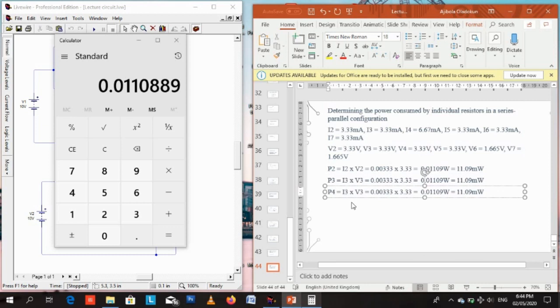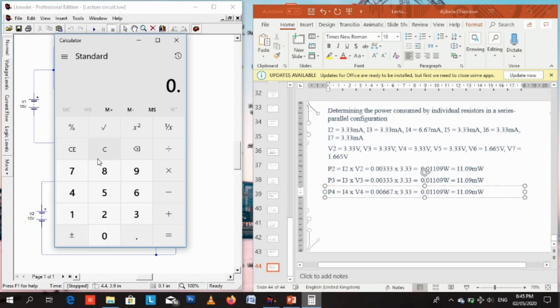P4 will be I4 multiplied by V4. That's the current I4 multiplied by the voltage V4. Now the current I4 is not different. It's not 0.033 like we have for the others. So I4 is slightly different. I4 is 0.00667 multiplied by V4. Now what is V4? V4 is 3.33.